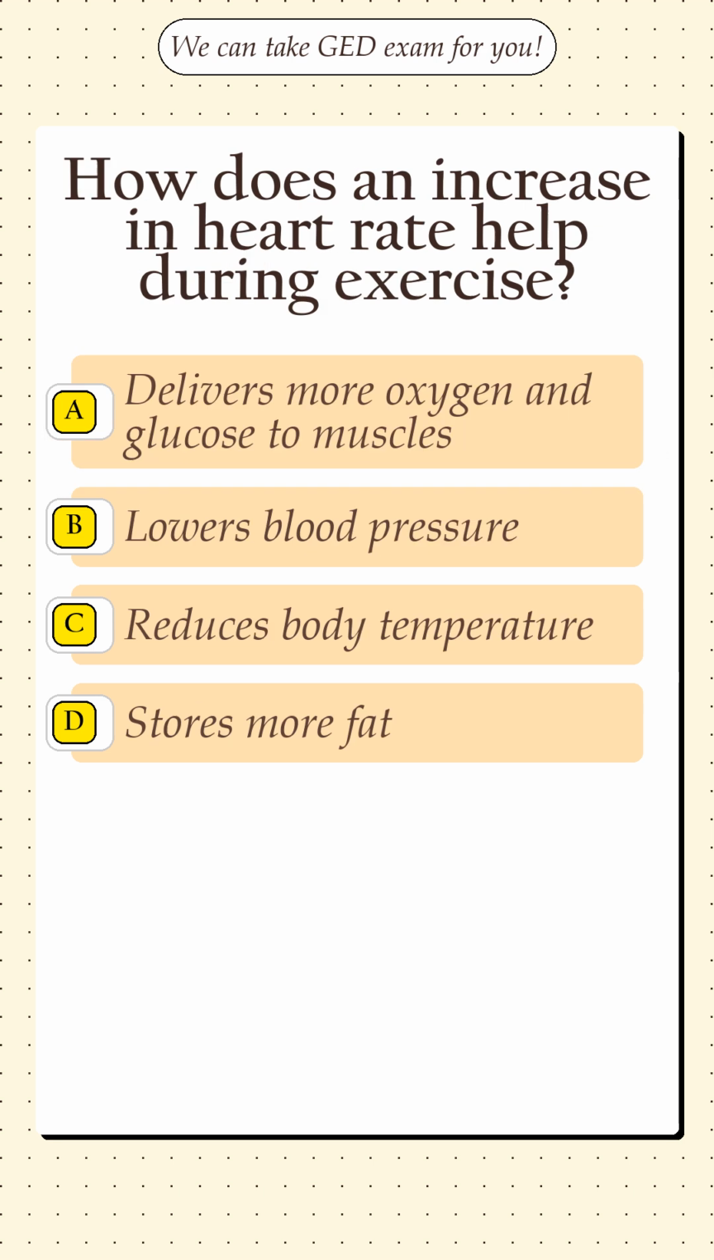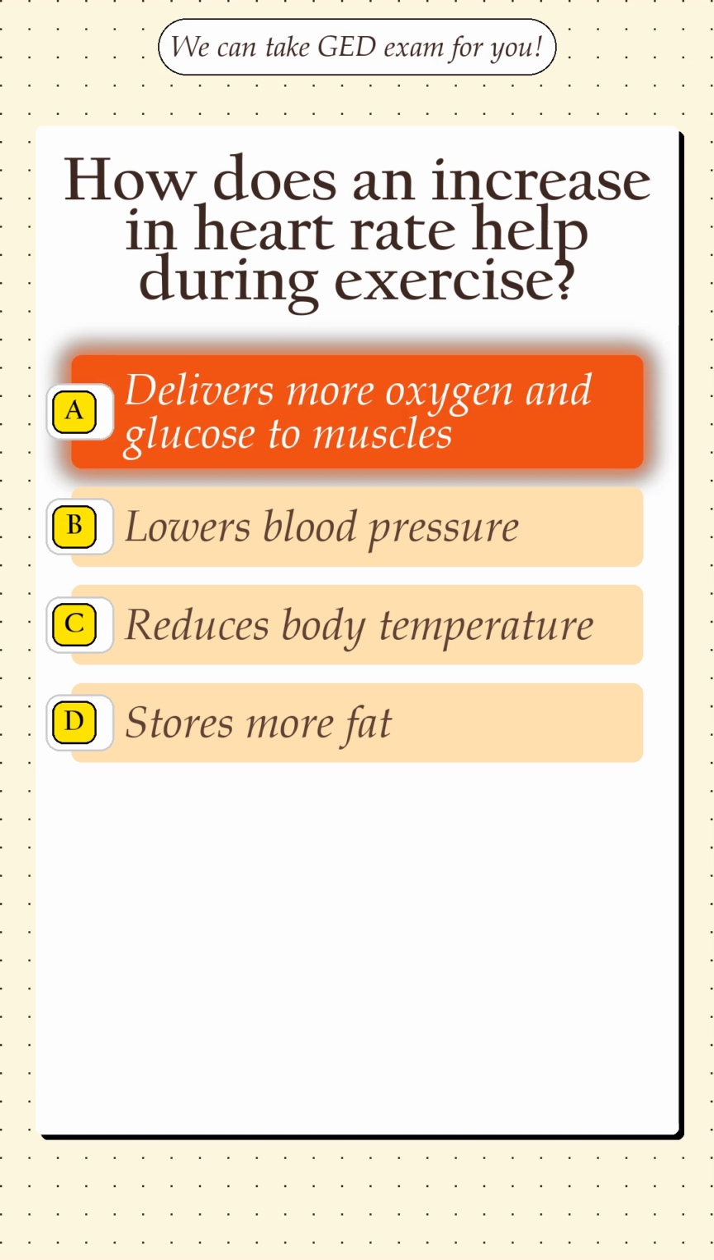Question 17. How does an increase in heart rate help during exercise? Option A, delivers more oxygen and glucose to muscles. Option B, lowers blood pressure. Option C, reduces body temperature. Option D, stores more fat. The correct answer is option A, delivers more oxygen and glucose to muscles.